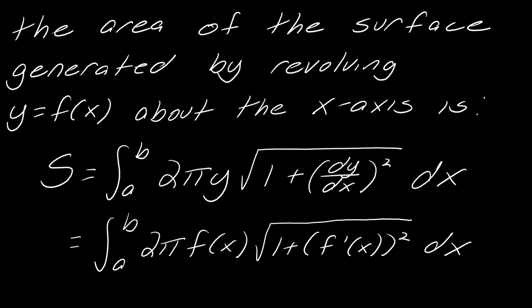Of course, on an interval, it's going to go from a to b here. And then we've got either 2 pi y times the square root of 1 plus dy dx squared dx, or 2 pi f of x times the square root of 1 plus f prime of x squared dx. So either one of these formulas, you can think of it either way. Also, in the work that I've been doing in this series in Calc 2, some of this formula should already feel familiar.